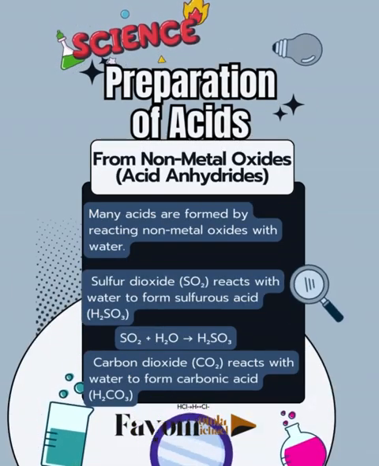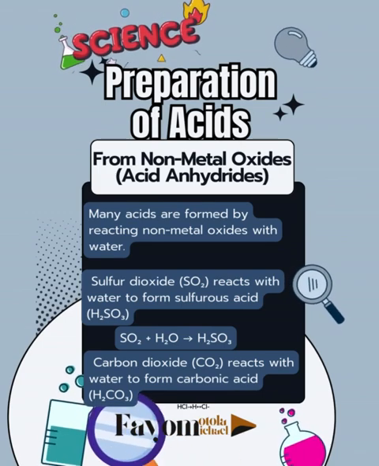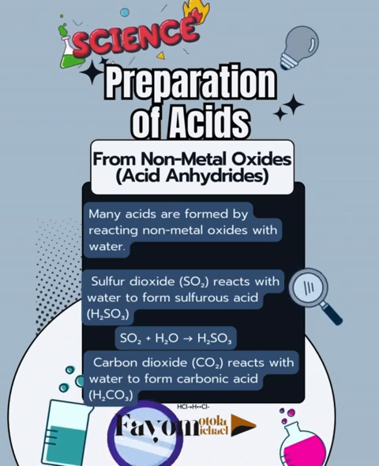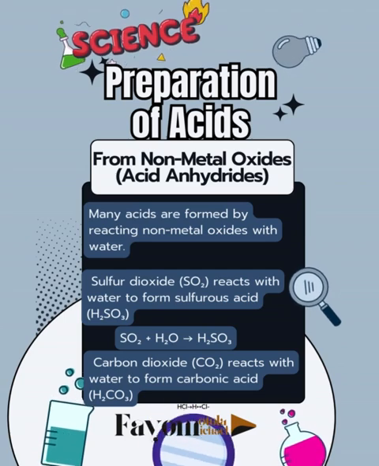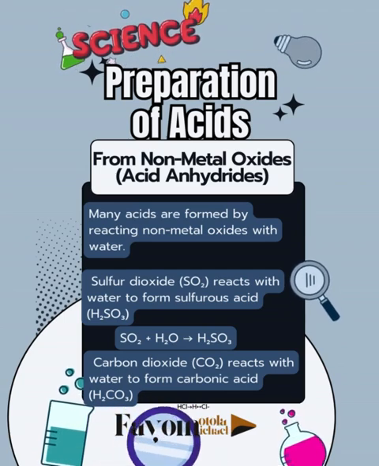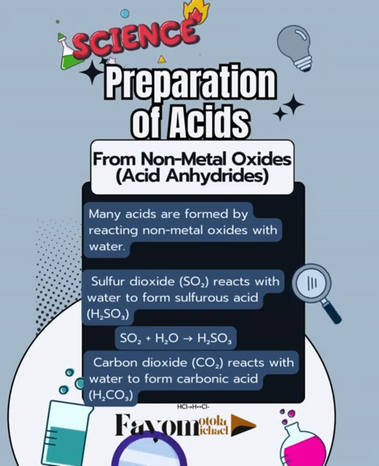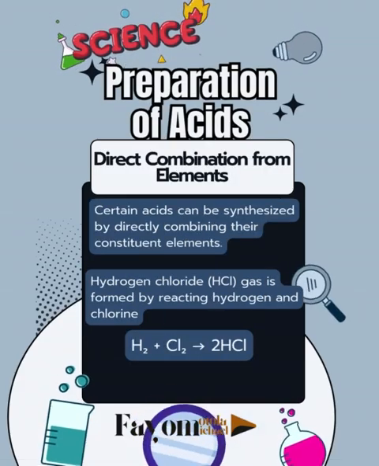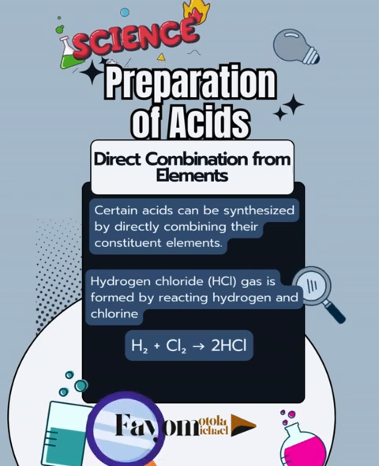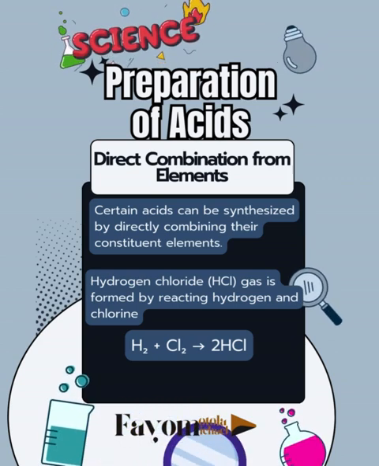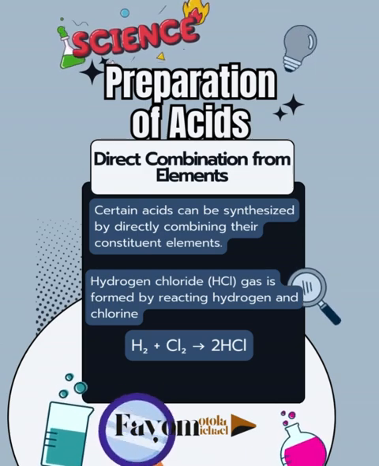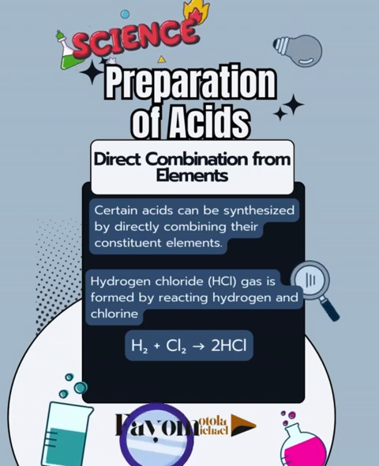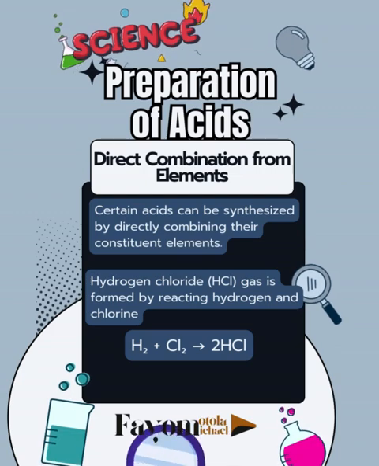How are acids prepared? Acids are prepared from non-metal oxides, which are also called acid anhydrides. These acids are formed by the reaction of non-metal oxides with water. In the case of sulfur dioxide reacting with water to give sulfurous acid, carbon dioxide reacting with water to form carbonic acid. There is also direct combination of elements, that's direct synthesis. Certain acids are synthesized in this manner, where the constituent elements are combined directly. In the case of hydrogen gas reacting with chlorine gas to give hydrogen chloride, HCl.